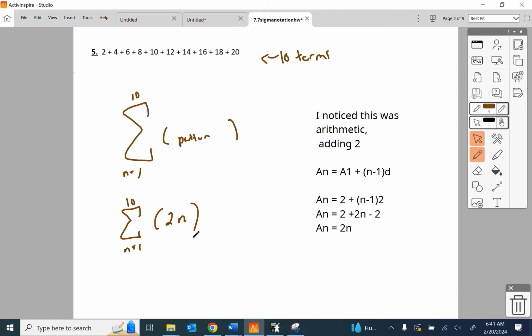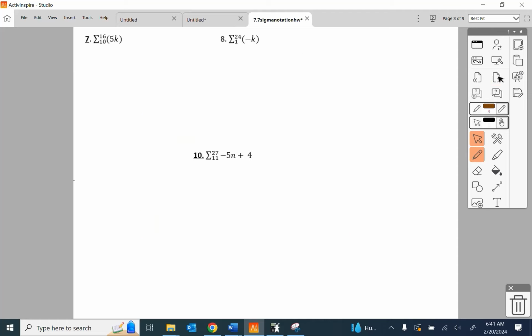All right, there's 5. Slide 2 of 9. This instruction said you're actually supposed to find the sum. These are find the sum. Now, let's talk about this. And by the way, what does this mean? This is the 10th through the 16th terms. And I see 5k. All right, that's my goal. What is that guy?